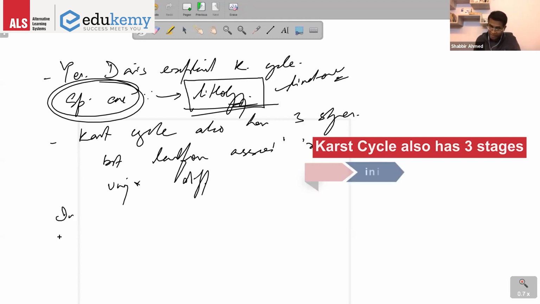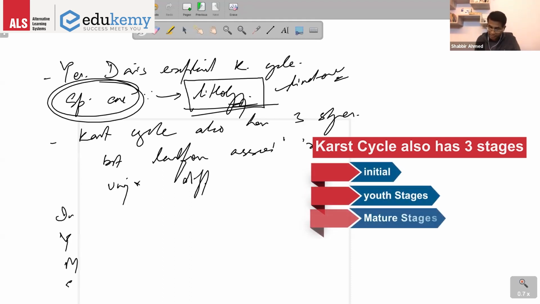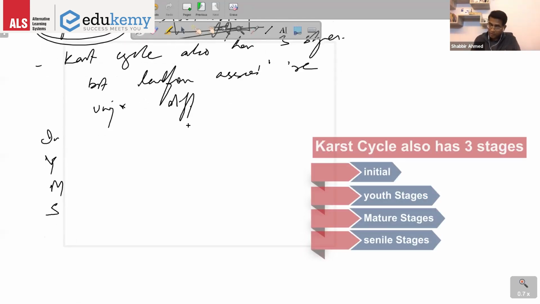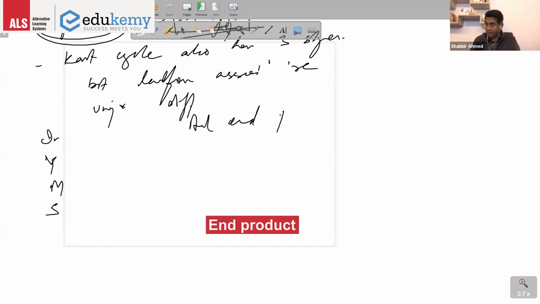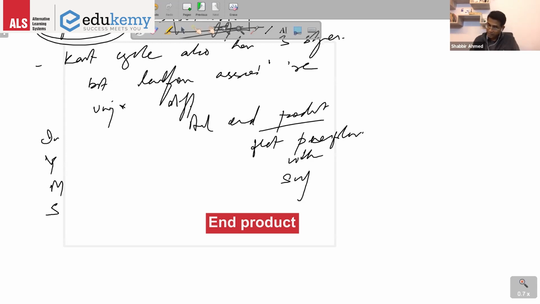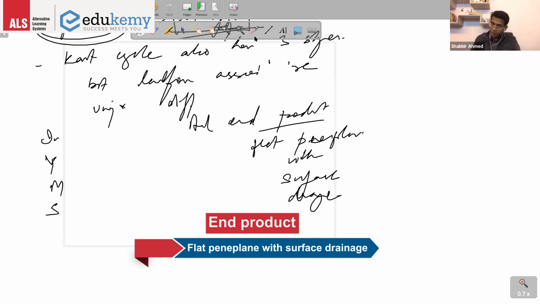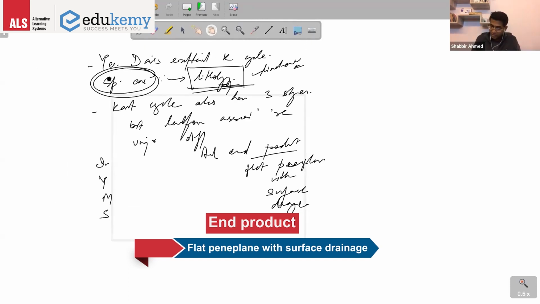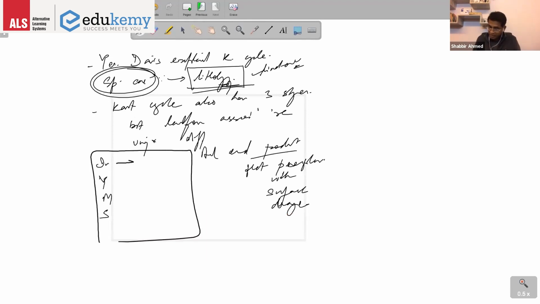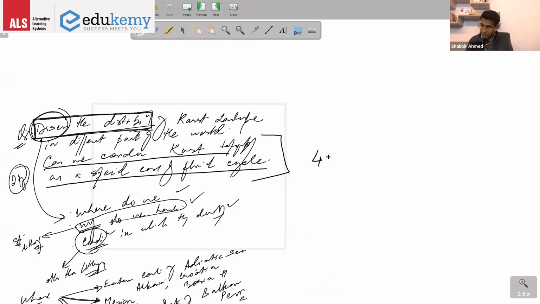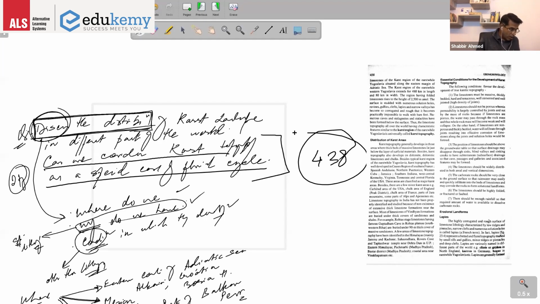So there is an initial stage, a youthful stage, a mature stage, a senile stage. And the end product is a flat peneplain with surface drainage. So maybe in two paragraphs you can give a small box and tell us what the features are in the initial stage, in youthful, in mature, in senile. So open up please page number 438. For distribution, look at page number 438 and you want to talk about India.